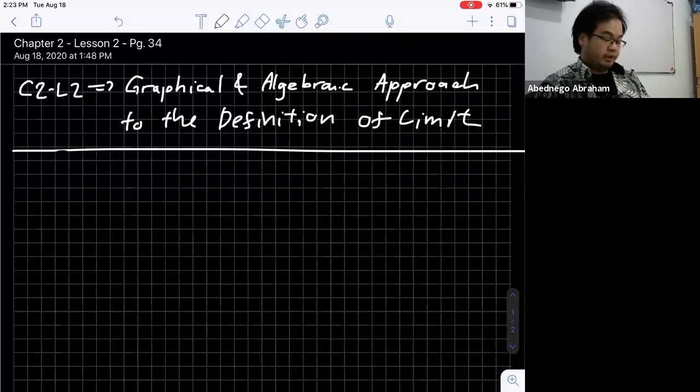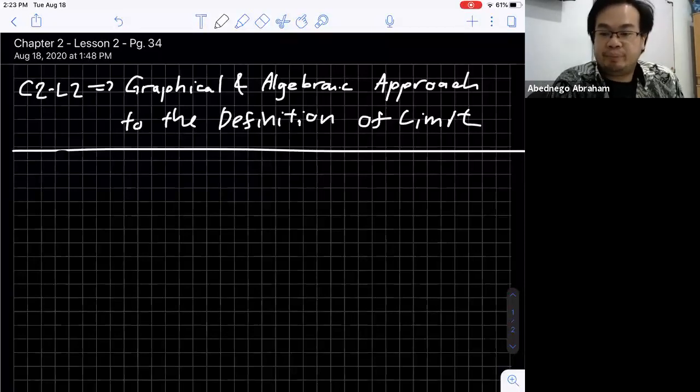Okay, good morning everyone. Yesterday I explained to you the basic concept of limit. Today I'm going to explain something deeper than yesterday. Actually it's the same, but it's more mathematical, and there are more terminologies used during this lesson. Basically it's a graphical and algebraic approach to the definition of limit. It's on your book page 34, and this is the continuation of what we learned yesterday about the basic concept of limit.